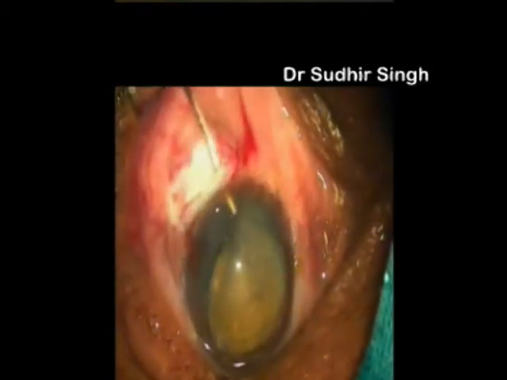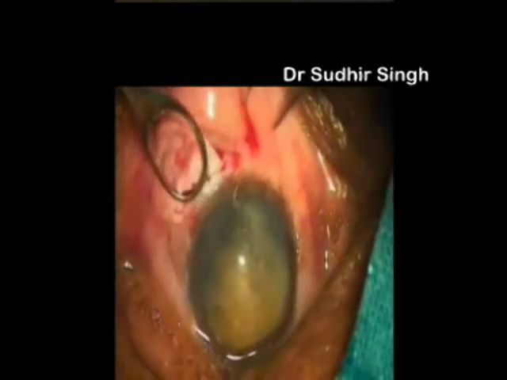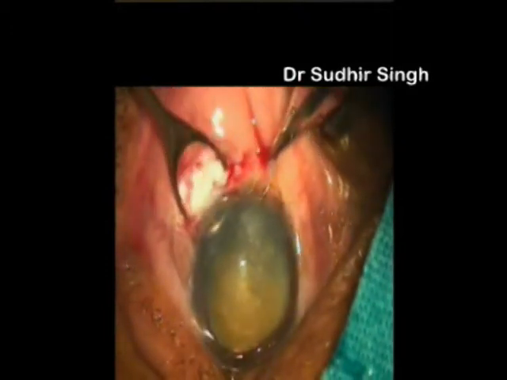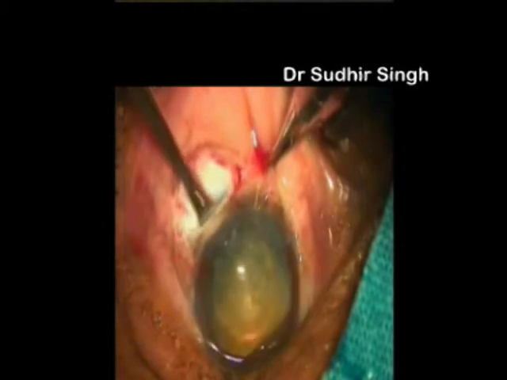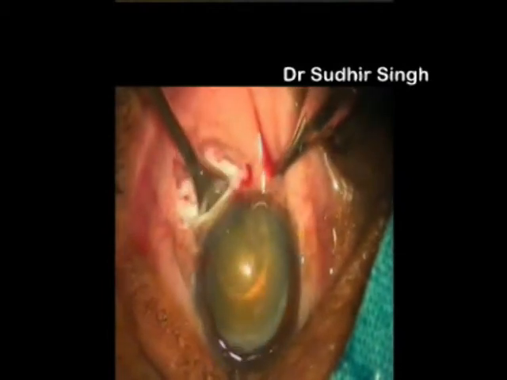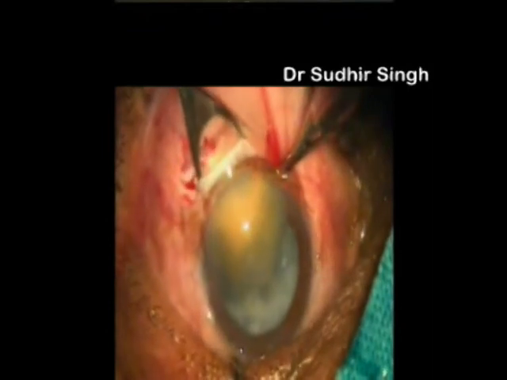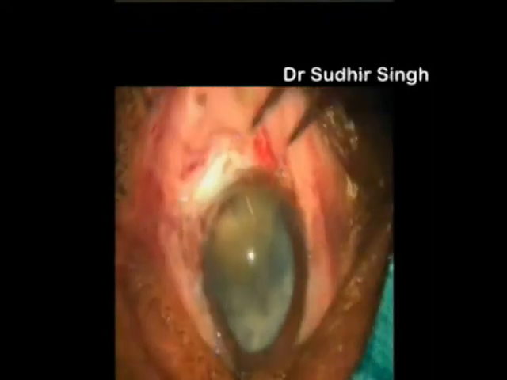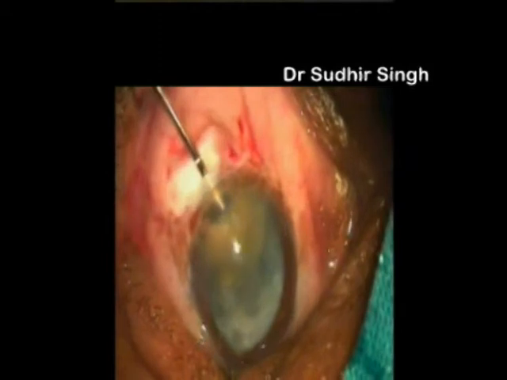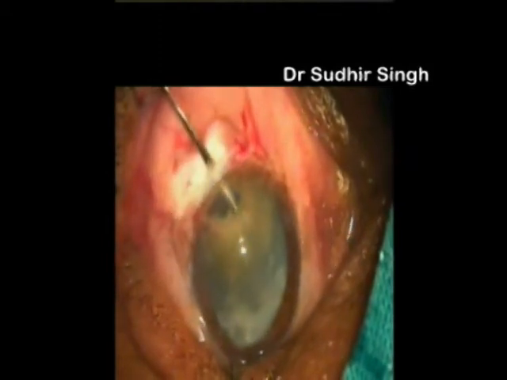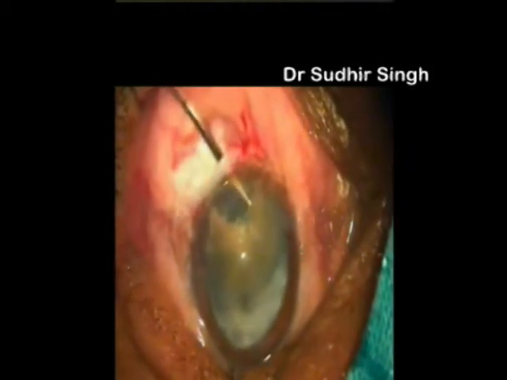Vectis is introduced and positioned behind the nucleus. The nucleus is engaged in the vectis and slowly withdrawn while the posterior lip of the tunnel is depressed. When the nucleus gets engaged in the tunnel, the vectis is pulled posteriorly and upwards. This causes breaking and removal of a part of the nucleus, and the other part remains engaged in the tunnel.